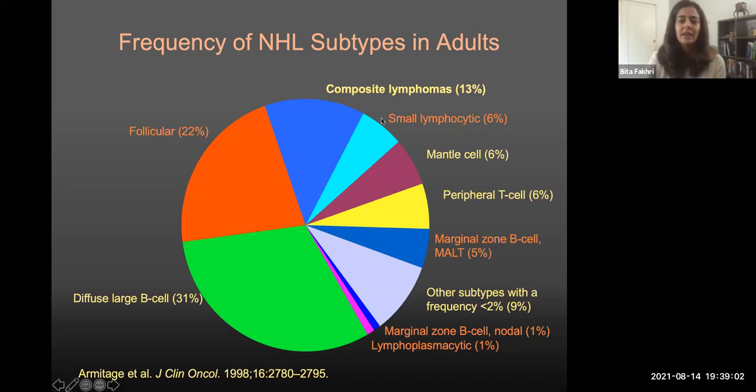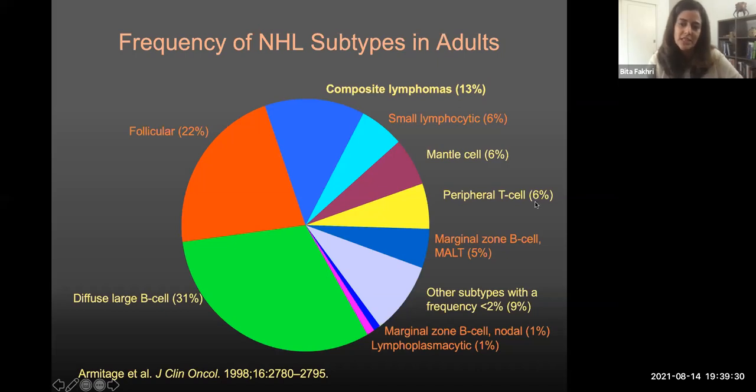Then you have less frequent SLL or CLL. The name is used interchangeably based on where the clone prefers to reside. You have mantle cell lymphoma, which is a newer lymphoma. It was introduced in the 90s as an independent entity to the classification of lymphoid malignancies. And now we know that the majority of patients with mantle cell lymphoma have an aggressive course.